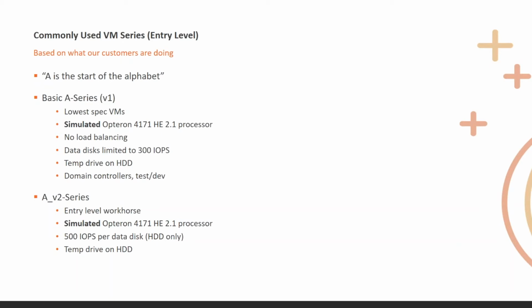So the basic A series, once upon a time, it actually used to be a physical Opteron processor in the host, but now it is simulated. And that processor was designed not for horsepower, but more for electrical efficiency. So it was a cost-saving processor. Now this basic A series is kind of crippled a little bit, so you don't have any network load balancing. Its data disks are limited to 300 IOPS each, and the temp drive is on HDD.